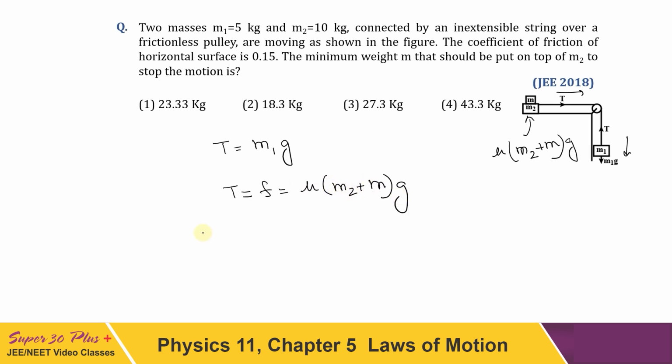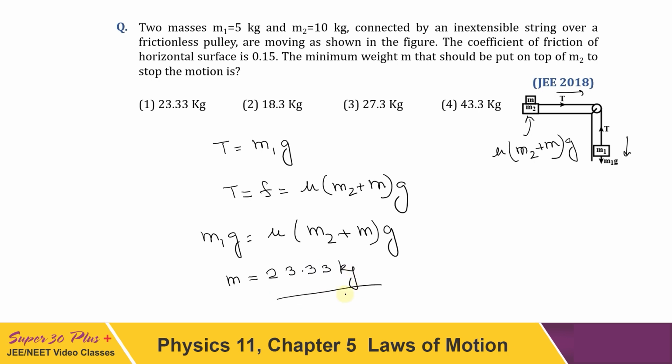On equating these two values, we get M1g is equal to mu (M2 plus M)g. Since all other values are provided, we can directly write the value of M to be equal to 23.33 kg. Just substitute all the numerical values and you will get it. So this is the minimum weight that should be put. Any mass more than this will stop the motion of the blocks. So the minimum mass is 23.33 kg, which is option number 1.